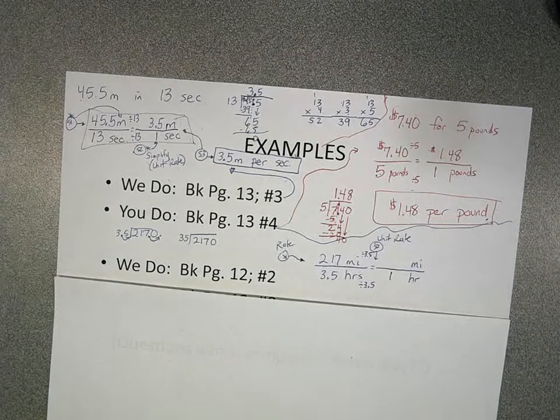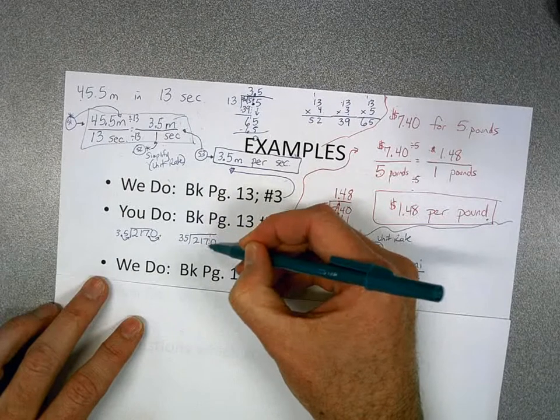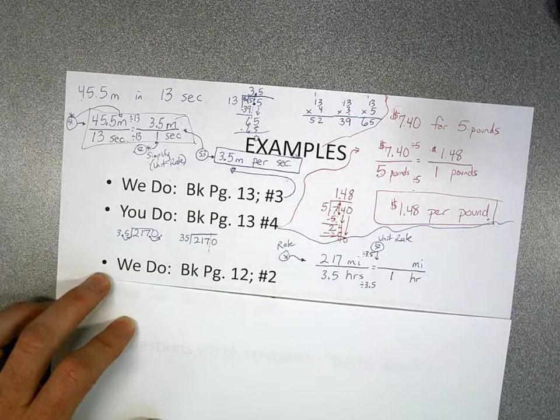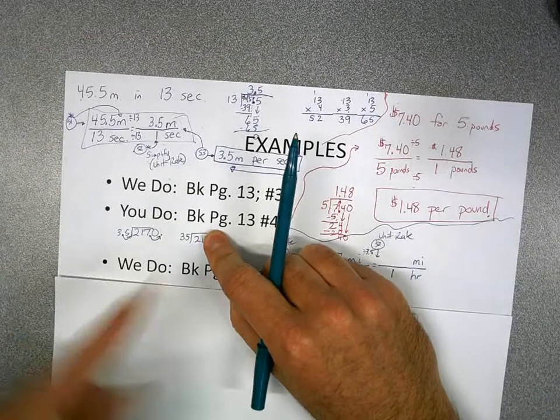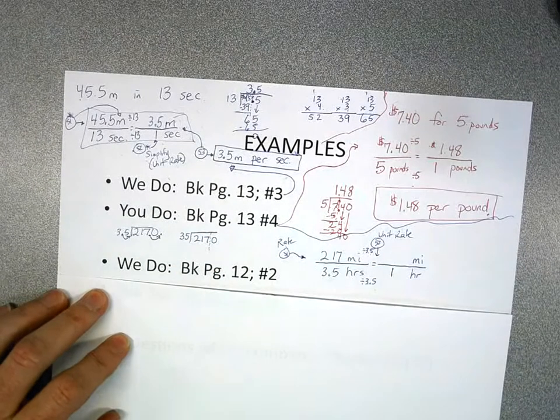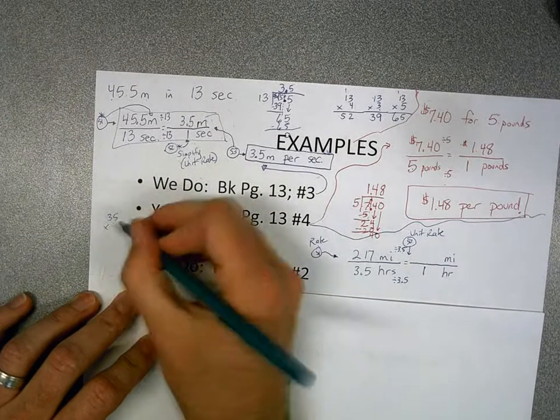Now, 35 doesn't go into 2. It doesn't even go into 21. It goes into 217. So I'm going to go ahead and cover up the 7 and the 5 and go, okay, 3 goes into 21 7 times. So that's what I'm going to estimate for right now. So I'll go ahead and go 35, go over to the side here, 35 times 7.